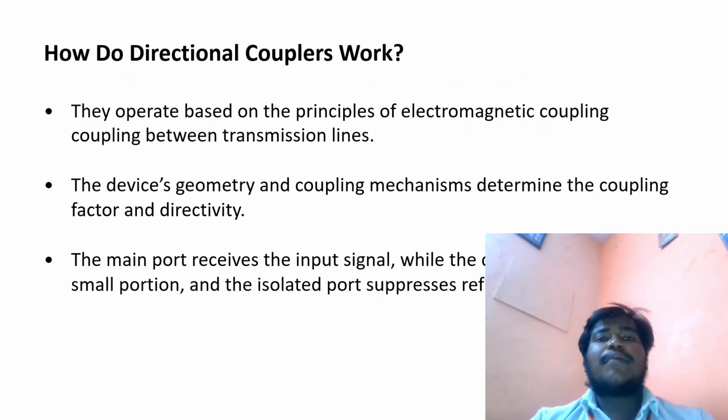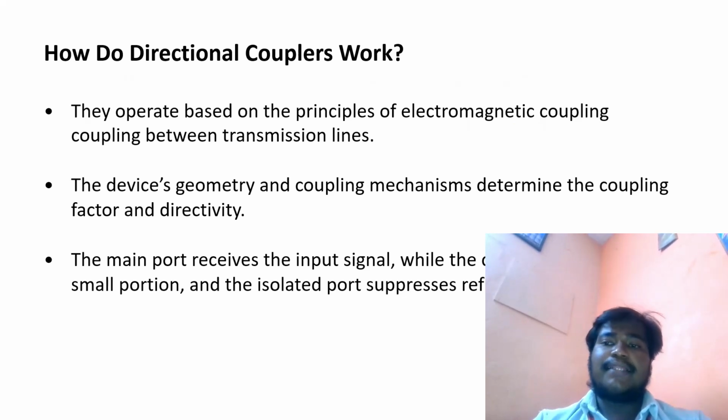How do directional couplers work? They operate based on the principles of electromagnetic coupling between transmission lines. The device's geometry and coupling mechanisms determine the coupling factor and directivity. The main port receives the input signal, while the coupled port extracts a small portion and the isolated port suppresses reflected signals.